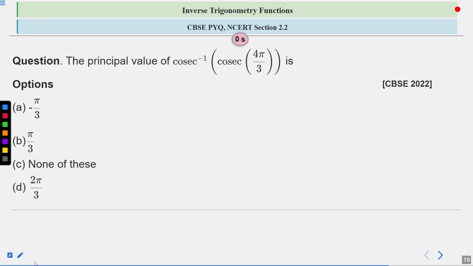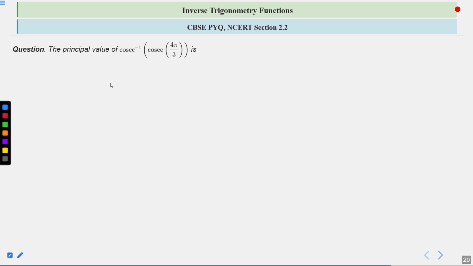Okay, let us move to the solution part. So we basically have to find the principal value of cosec inverse cosec 4 pi by 3, right? So the correct answer will be option A, which is minus pi by 3, right?